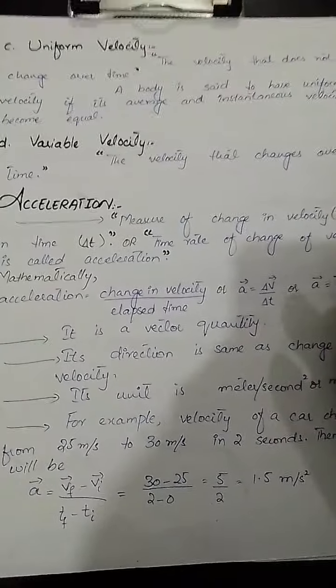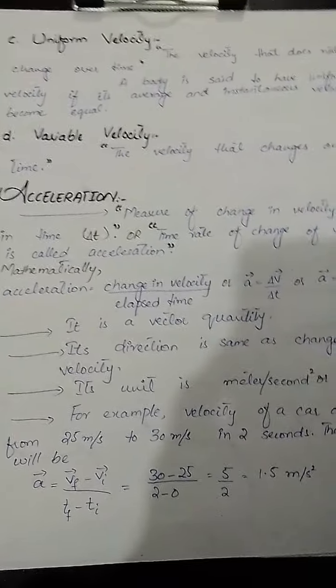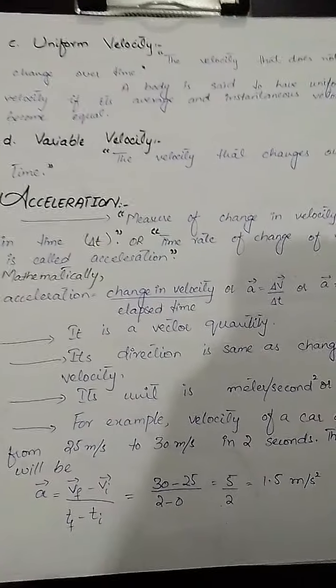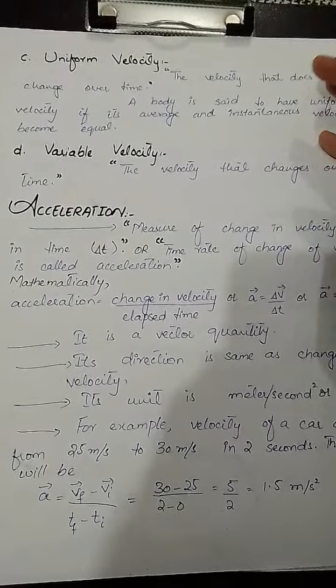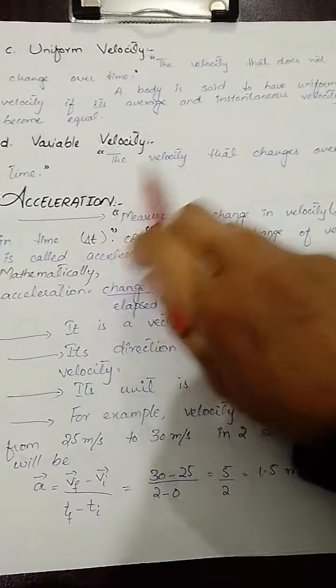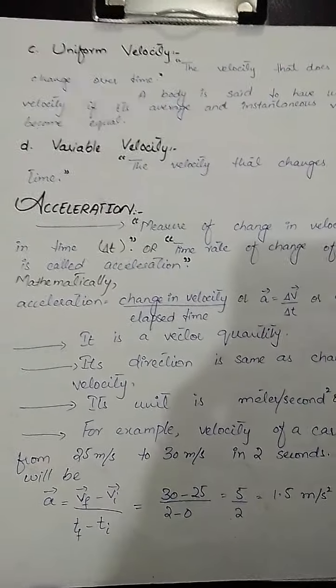In this case, you have to remember that average velocity and instantaneous velocity जब भी दोनों equal आ जाएंगी, then you have uniform velocity. But जिस भी केस में average velocity and instantaneous velocity different आ गई, then you don't have uniform velocity, then you will have variable velocity, the velocity that changes over time. We will discuss acceleration in our next video.